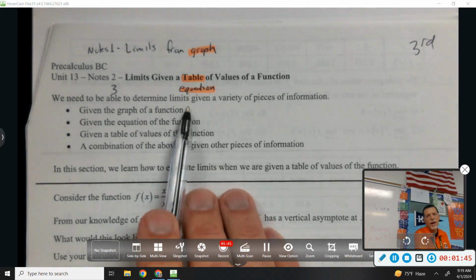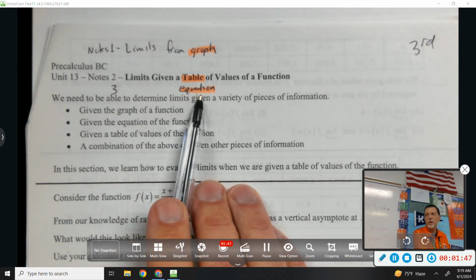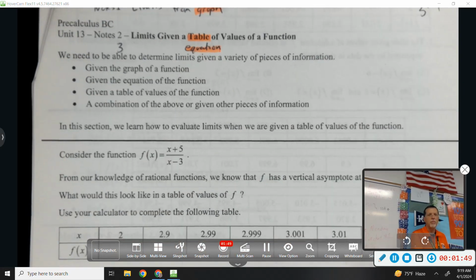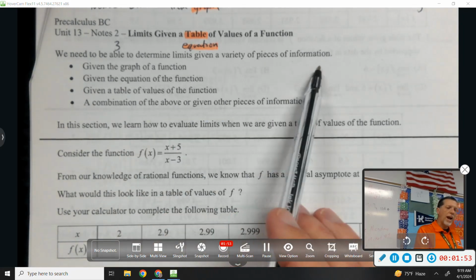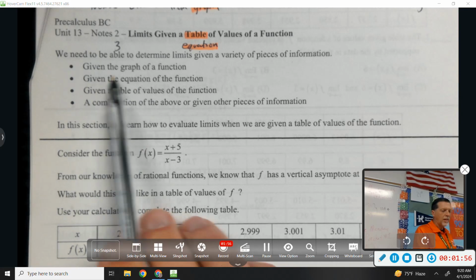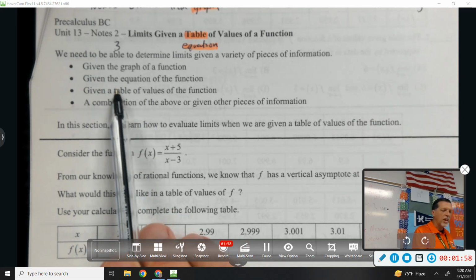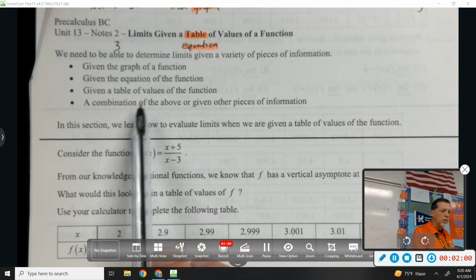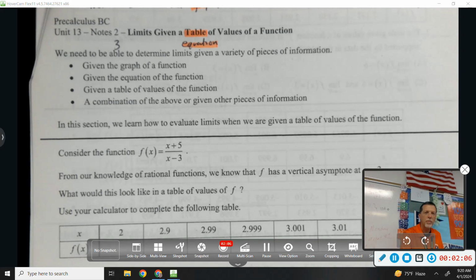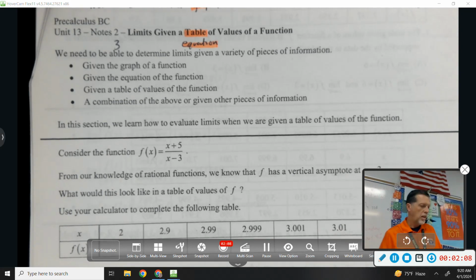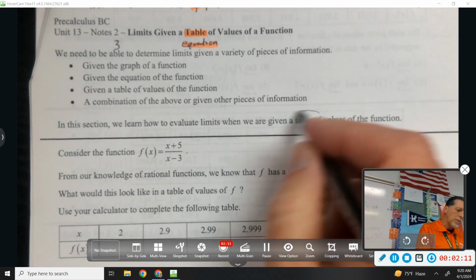Good question. Okay, so graph, pretty easy. Table, not too bad. Equations, a little trickier, but we're not worried about that yet. Building up to it there. We need to be able to determine limits given a variety of pieces of information. This is what I just said. Graphs, that was Thursday. Equation, that's coming tomorrow. Table, that's today. And sometimes we get crazy and kind of mix it up and see if we're really paying attention as to what's going on. But today's section is tables.